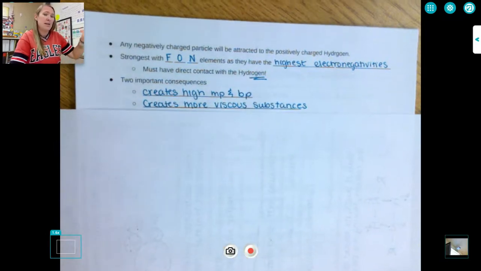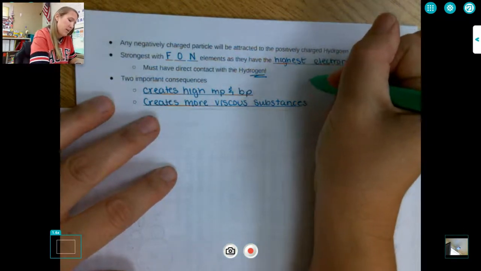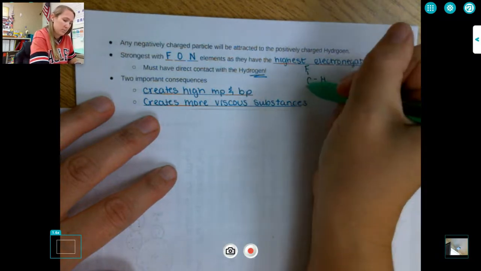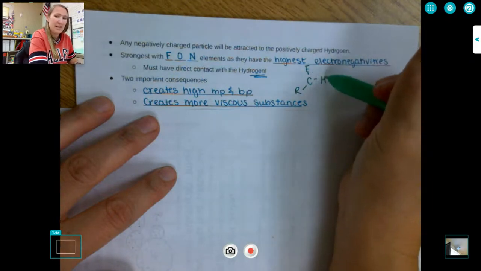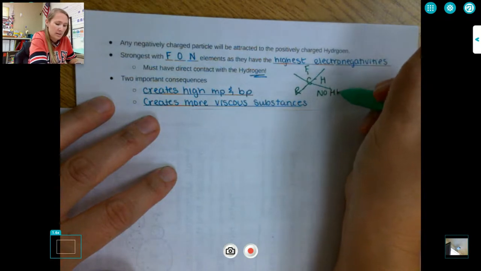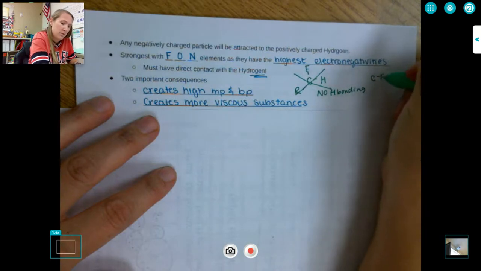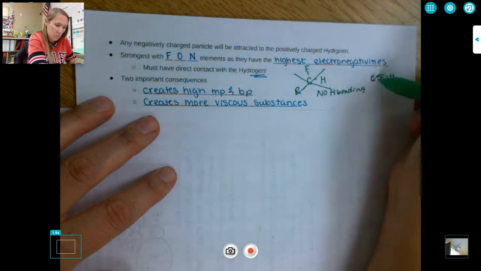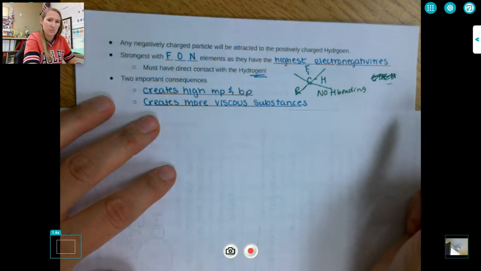And remember that they must have direct contact with the hydrogen atom, right? So if I have something like carbon, fluorine, hydrogen, rest of molecule, okay? Because my fluorine and hydrogen are not directly bonded to each other, no hydrogen bonding happening. Okay, it would have to be carbon, fluorine, hydrogen, and then you would have it. But this doesn't exist, so we'll just ignore that there. Okay, but it has to be directly contacted with the hydrogen.